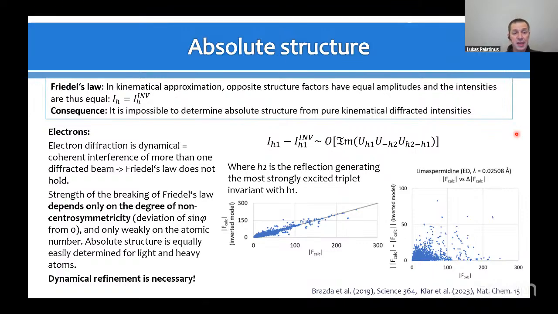In electrons, it's the dynamical diffraction that breaks Friedel's law, and this effect is actually very strong. So you see, this is a plot of intensities for one and the other enantiomorph, and you can see the scatter around the perfect line, which if everything was on a perfect line, there would be no difference between the 2 models. But we see that there is a large scatter of intensity differences. So electrons are very sensitive to absolute structure, even for all light atom structures.